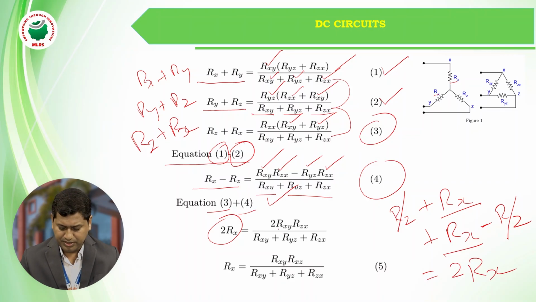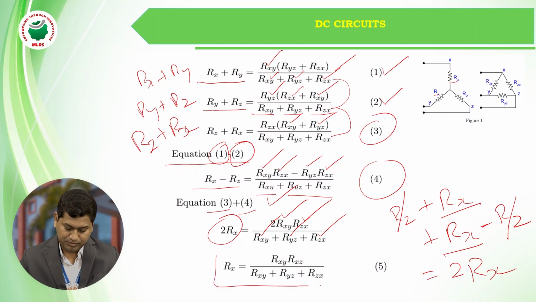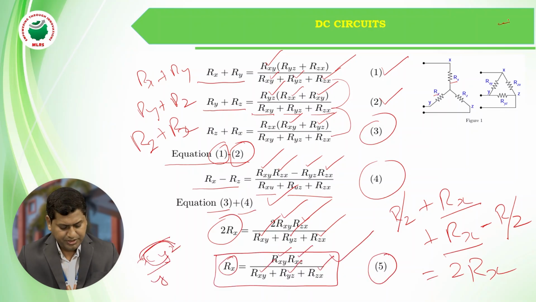after equating we are going to get 2 Rxy Rzx divided by Rxy plus Ryz plus Rzx. So from here I am going to get Rx is equal to Rxy Rxz divided by Rxy plus Ryz plus Rzx.